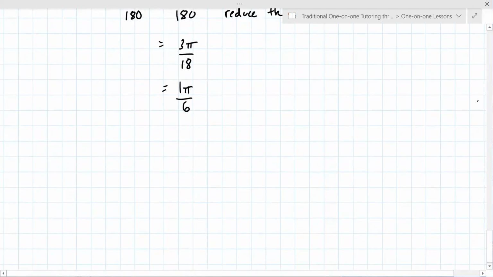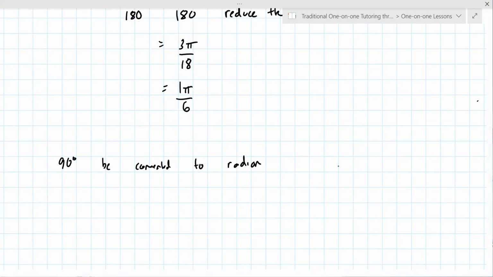Okay, so what would 90 degrees be converted to radians? I'd like you to try that. One pi over 2. Very good. Pi over 2. So it's pi over 2.